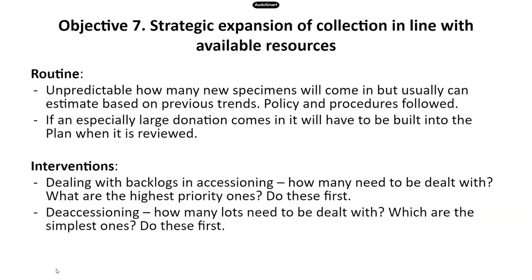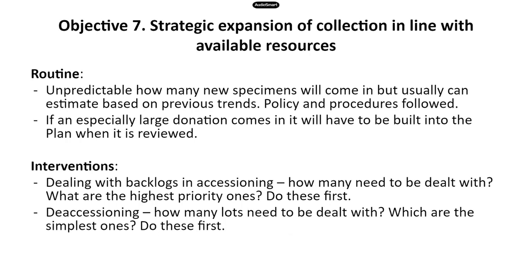And then under objective 7, your strategic expansion of the collection in line with available resources and the scope of what your institution holds. So routine, it's unpredictable how many specimens will come in because you don't usually know who's going to donate and what size, but you know previous trends. If there's an especially big donation that comes in, you're going to have to build it into the plan when it's reviewed. And so you might have to reshuffle things to deal with accessioning a big donation.